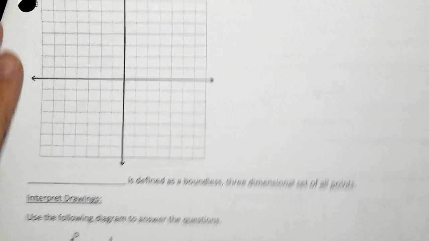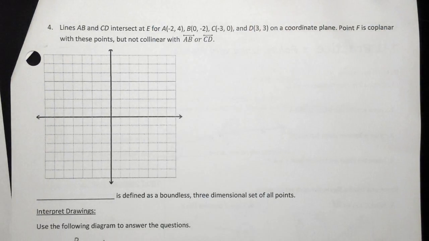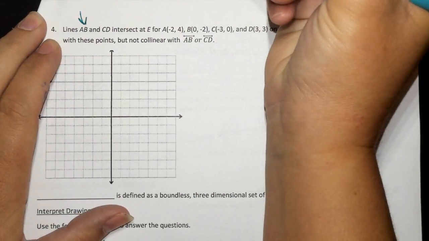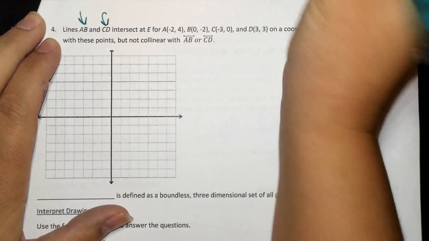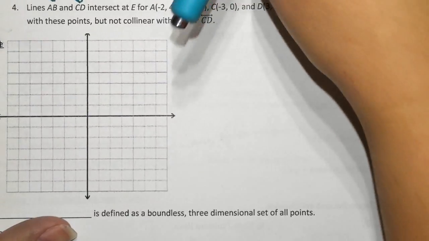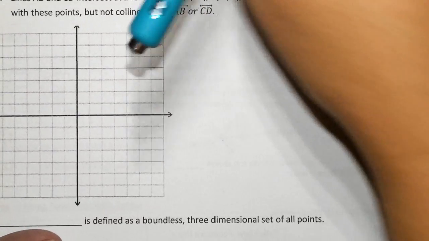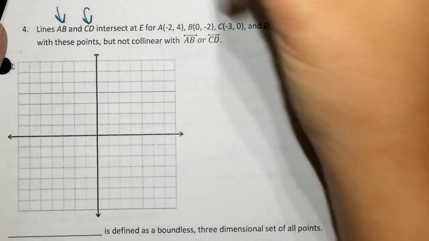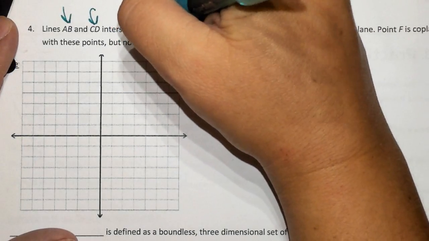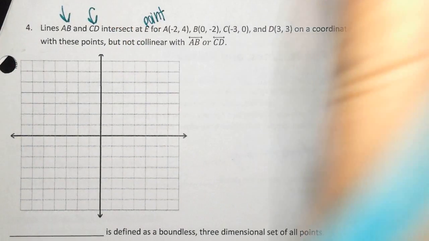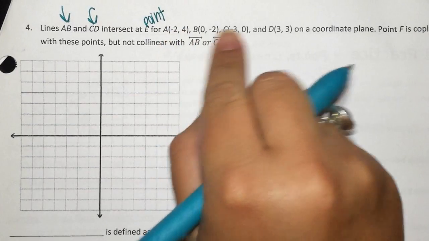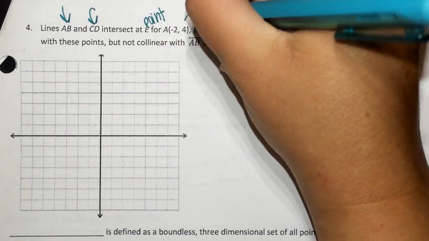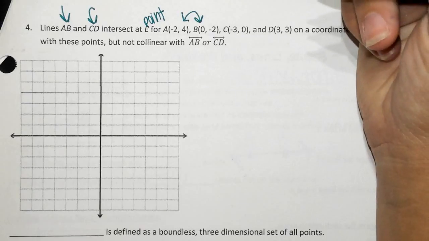Alright, next. Lines AB and CD intersect at E. So here are two lines, lines AB and CD. And they intersect, two lines intersect at a point. So E is a point. What you need to do right now is plot all four of these. But remember, A and B make a line.